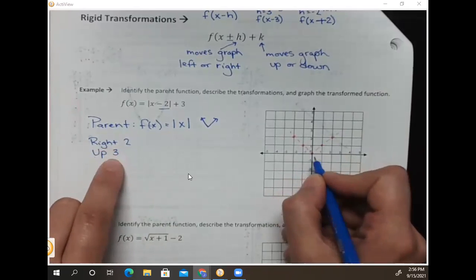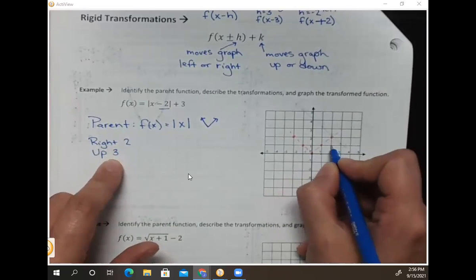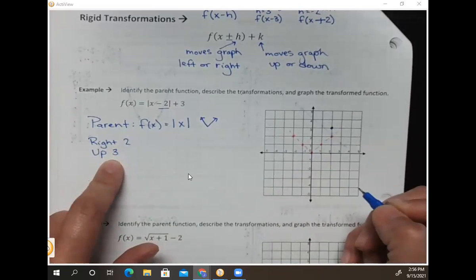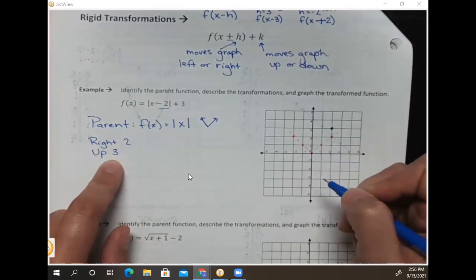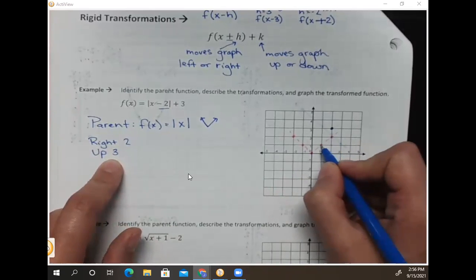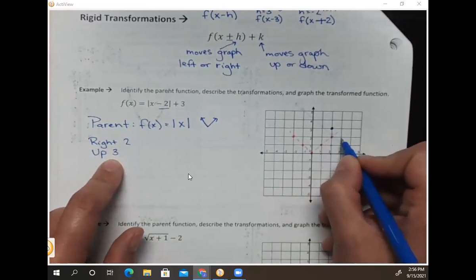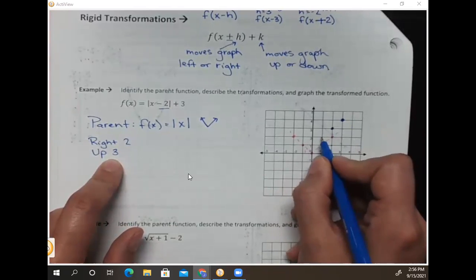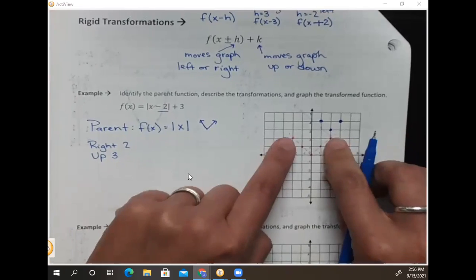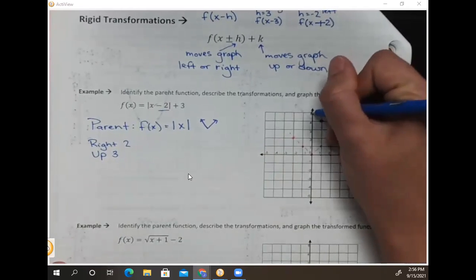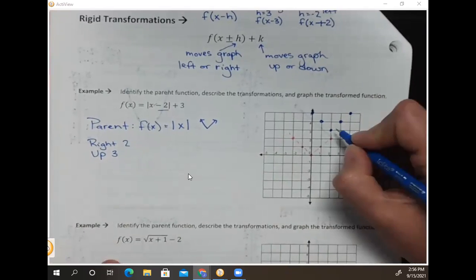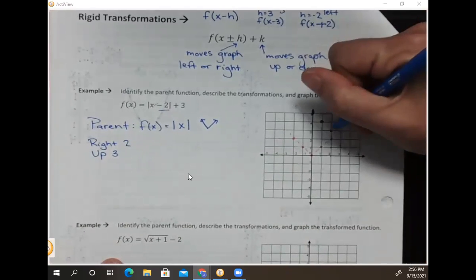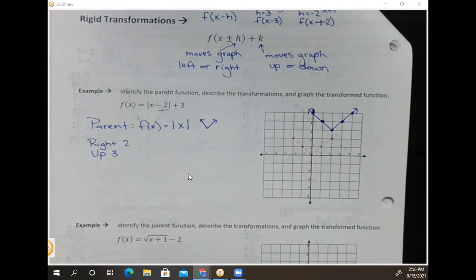I want to move it right 2 and up 3. So right 2, up 1, 2, 3. That point goes there now. And I do the same thing with every other point here. So I did that one. Now let's move this one. We're going to move it right 2 and up 1, 2, 3. This one does the same thing. Right 2, up 1, 2, 3. And these other points will follow suit. I get exactly the same shape, but my graph has moved to a new spot on the coordinate plane. You guys with me so far?